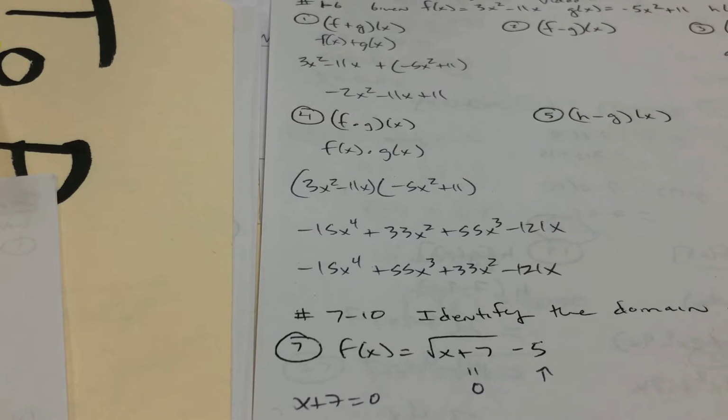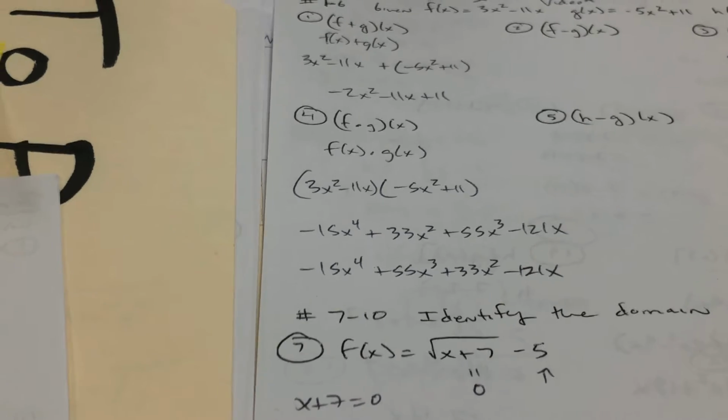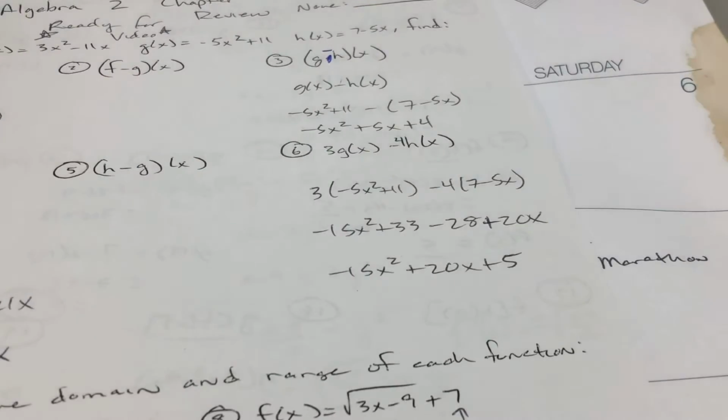4 is f of x times g of x. First, outer, inner, last. Combine like terms. Then something like 6, take 3 times g of x. Subtract 4 times h of x. Combine like terms.